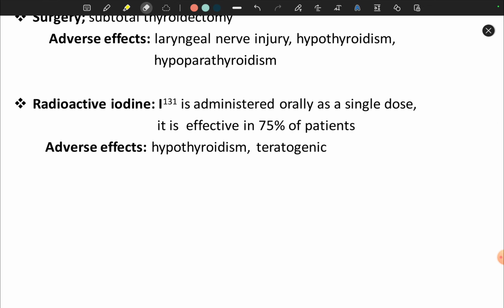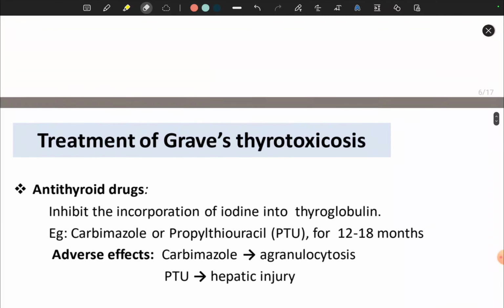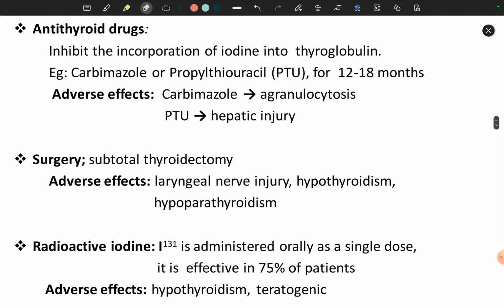The problem is hypothyroidism, because of destruction of the gland. Sometimes it causes cancer, there is a risk, though the dose is very minimum. But it is teratogenic, so it is not used in pregnancy, nor under 16 years of age.